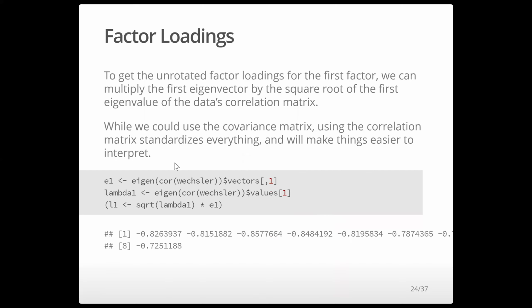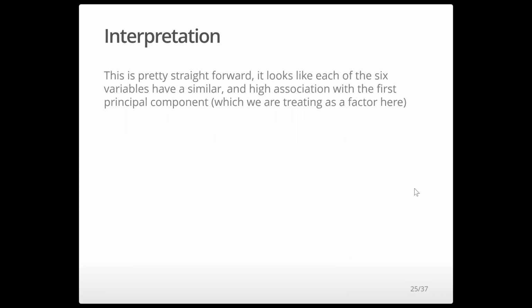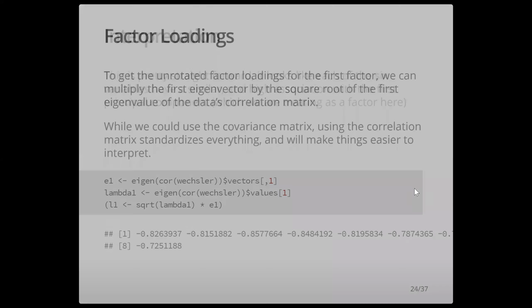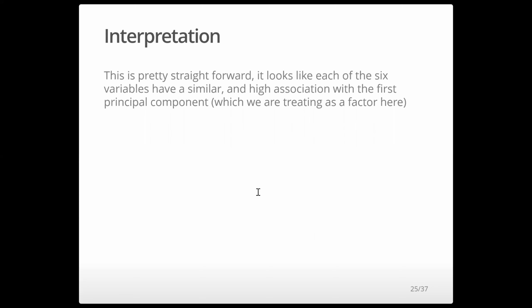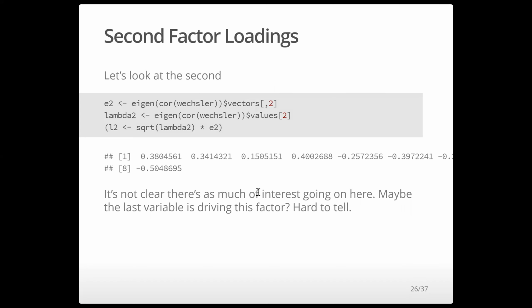And these will be the same no matter how many factors you use in the unrotated solution. So this is pretty straightforward. It looks like each of the variables has a pretty high and similar association with the first principal component. So the first factor loads pretty highly on each of the variables.